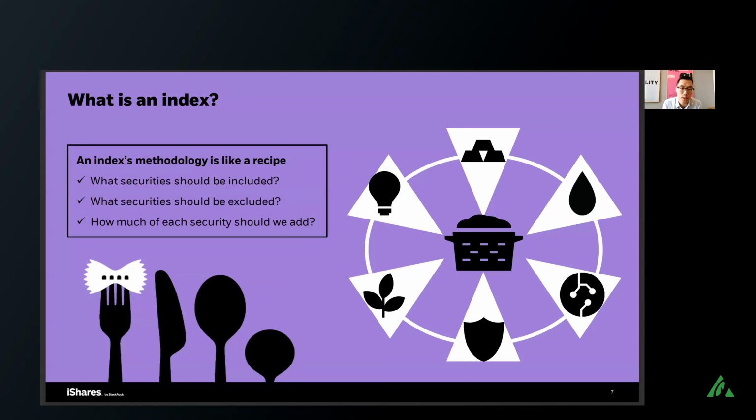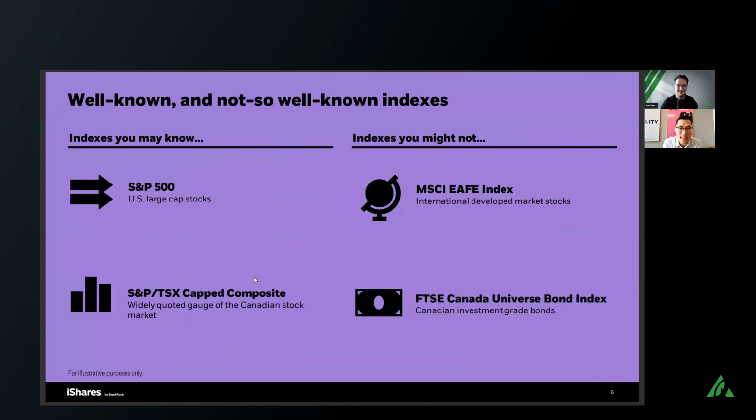And sorry, John, I'll back you up one slide here. If we just go to the previous slide, there's lots of indexes that you probably are very familiar with, things like the S&P 500, a measure of 500 large stocks in the US, the S&P TSX Composite, which is a generally widely quoted gauge of the Canadian stock market, capturing most of the Canadian stocks listed on exchange.